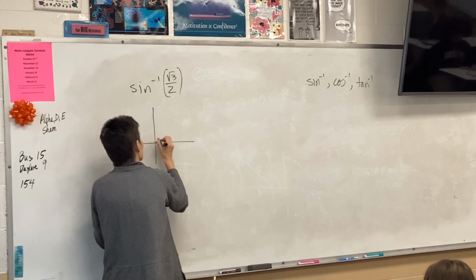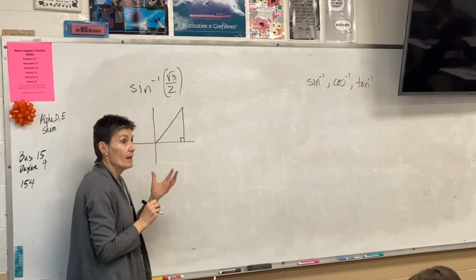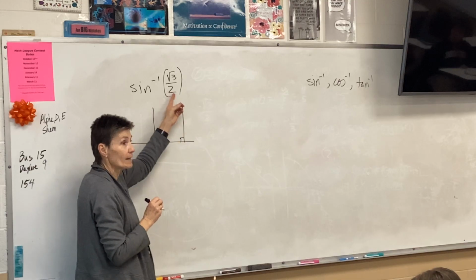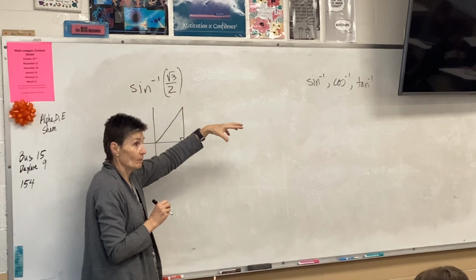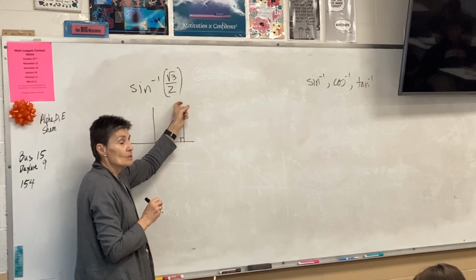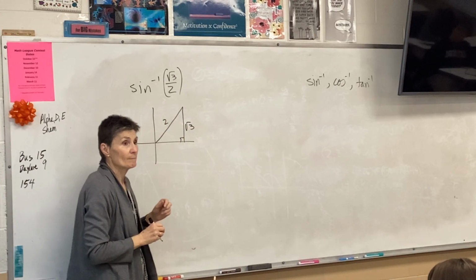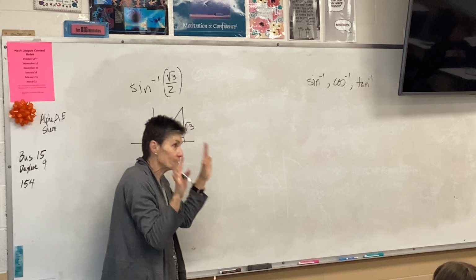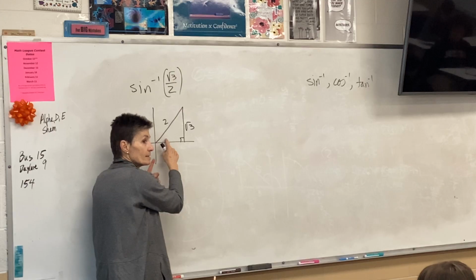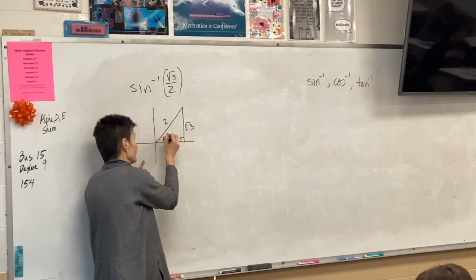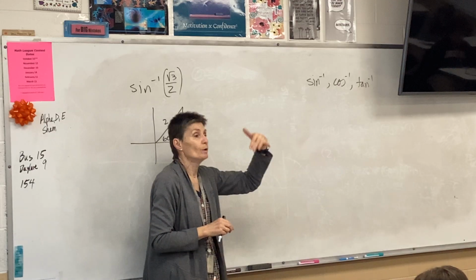And here we are. In quadrant 1, I have an angle, and the sine of the angle, this is the sine. We're going to find the angle. The sine is opposite over hypotenuse. You're supposed to, at this stage of the game, recognize that triangle. Oh yeah, this angle is 60. Now, the answer to the problem in degrees would be 60.